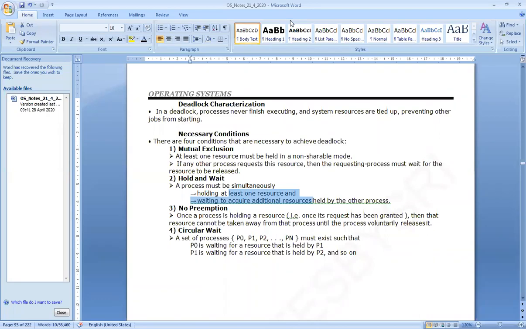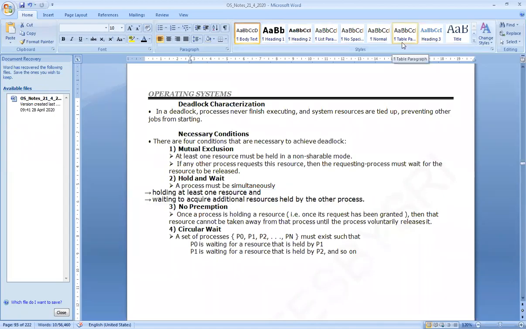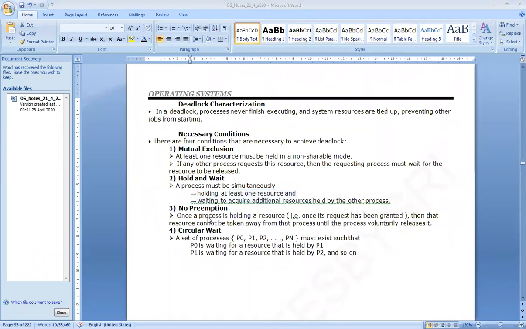Okay, so the next one is called no preemption. What does preemption mean? We already studied what preemption is and what non-preemption is, so all these things we already discussed. So what does no preemption mean?